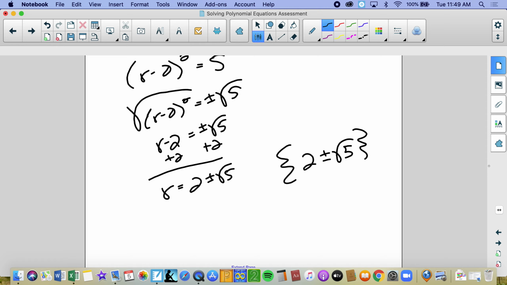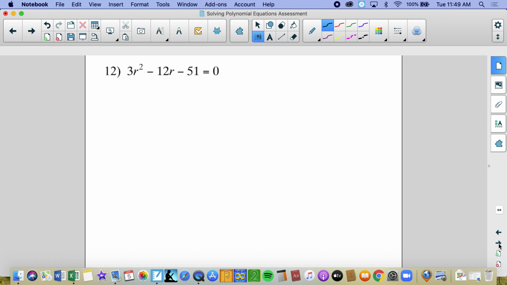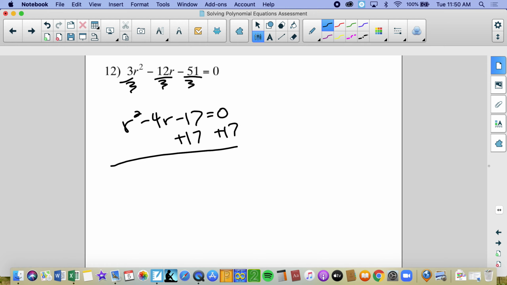Good. Completing the square. So here we have a problem. A is not 1. So the first thing that I might want to do is divide everything by 3. We get r squared minus 4r minus, what's that, 17? 51 divided by 3, 17. Minus 17 equals 0. We're going to add the constant over.